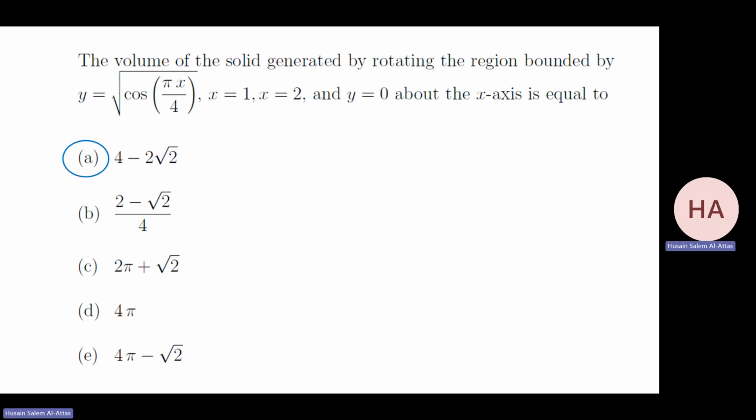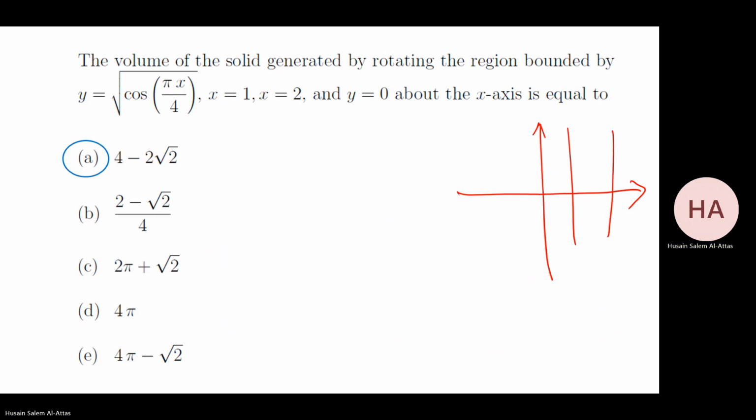The volume of the solid generated by this is very clearly a positive one. So let me do it quickly. I have x equals 1, x equals 2, and the function is doing something positive. Square root of something, and y equals 0. So about the x-axis, this is the function. I don't care, but this will be my string.